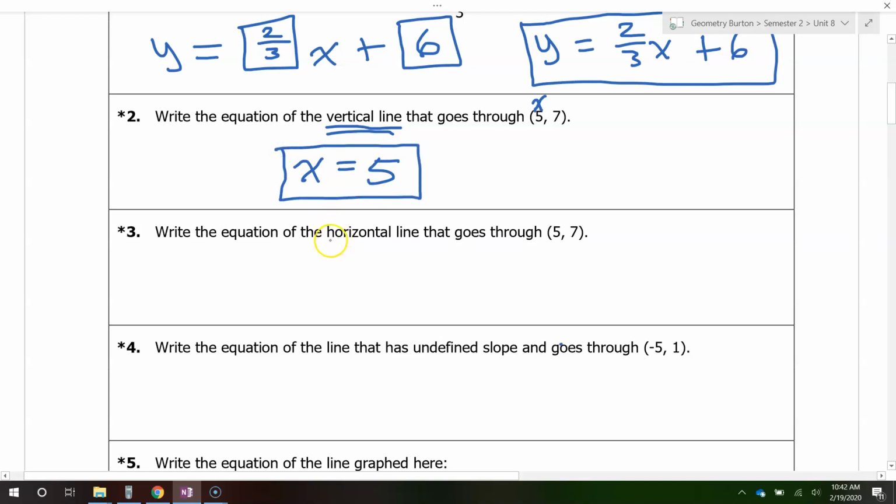On the other hand, if I want a horizontal line, horizontal lines always have the equation y equals something. And guess what? Here is the y value right here. So y equals 7 would be the answer to number 3.